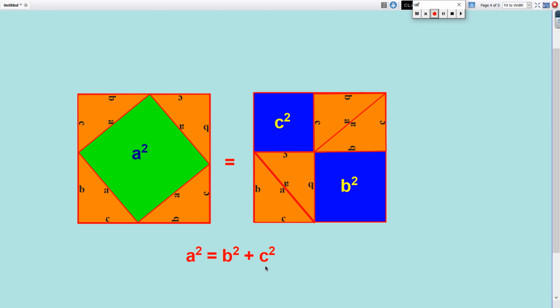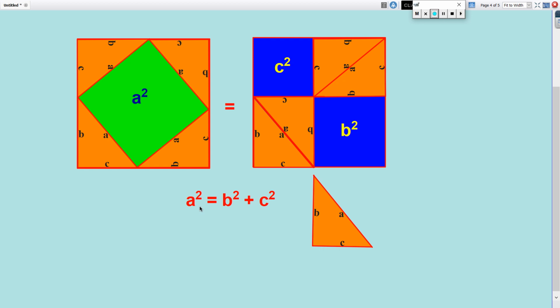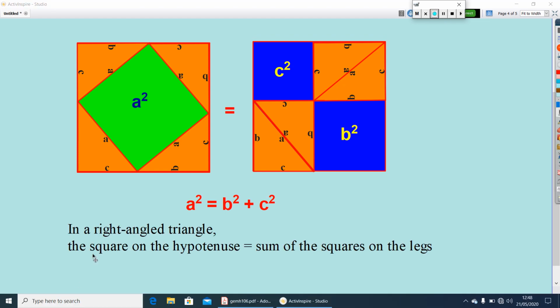Then what are A, B and C according to that right angled triangle? A is the length of the hypotenuse, B and C are the legs of the right angled triangle. So we can state Pythagoras property as: the square on the hypotenuse is equal to the sum of the squares on its legs. In a right angled triangle, the square on the hypotenuse is equal to the sum of the squares on the legs.